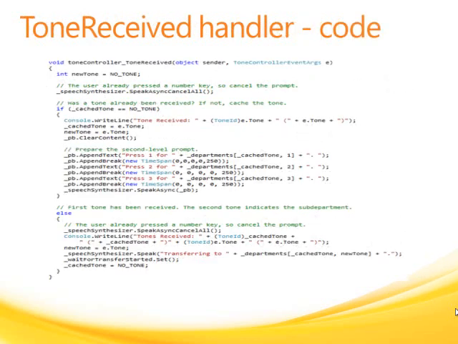This slide shows the code for the ToneController_ToneReceived method, the handler for tone received events. What the handler does depends on the value of a global variable named _cachedTone, which is initially set to NoTone. If the value of _cachedTone is NoTone, then this is the first invocation of the handler. In that case, the tone is retrieved by evaluating the Tone property on the handler's ToneControllerEventArgs parameter. The tone is then stored in _cachedTone as well as in a local variable named newTone.